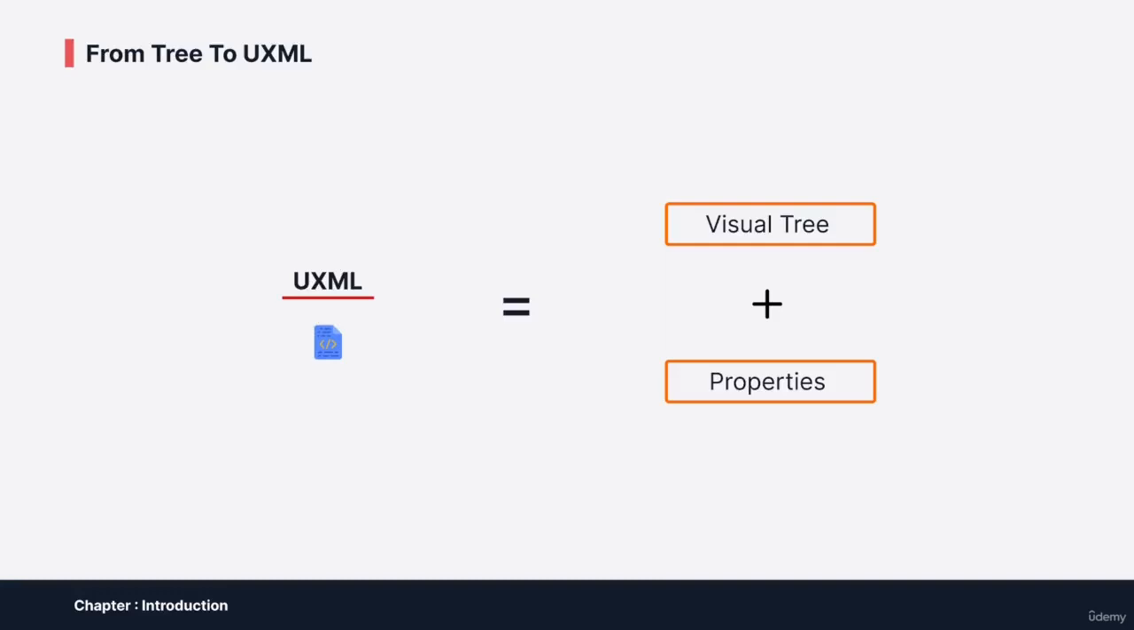So what UXML is doing, as an overview, it's storing your visual tree plus adding, if needed, some properties to the respective elements. And I think that's everything you can say from an abstract point of view. To actually really understand that, we have to watch this in action. And so let's just jump into Unity and do just that.